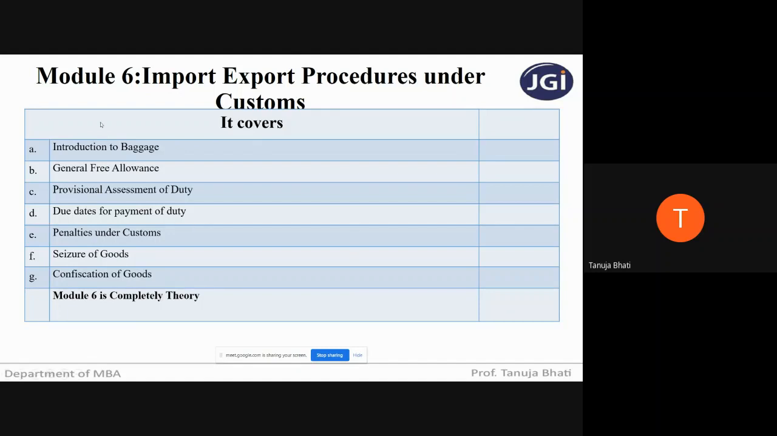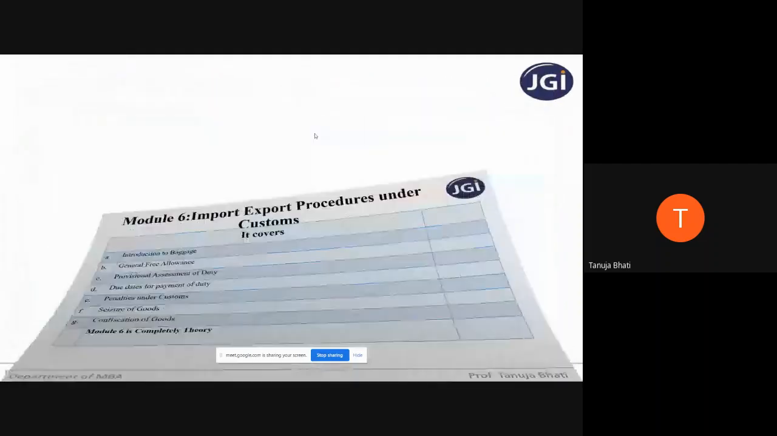So this is a complete theory module, where as per the syllabus it covers introduction to baggage, duty free allowance, provisional assessment of duty, due dates for payment of duty, penalties under customs, seizure of goods, confiscation of goods. So these are the different concepts that we will be studying under module number 6, that is import export procedures under customs.